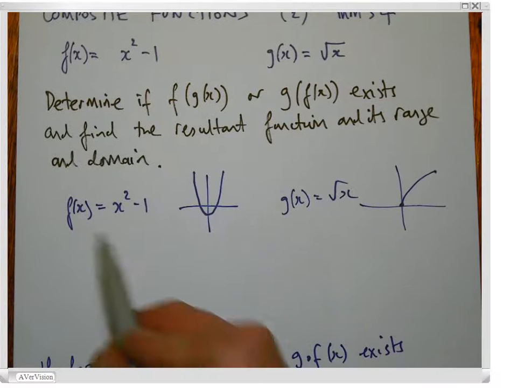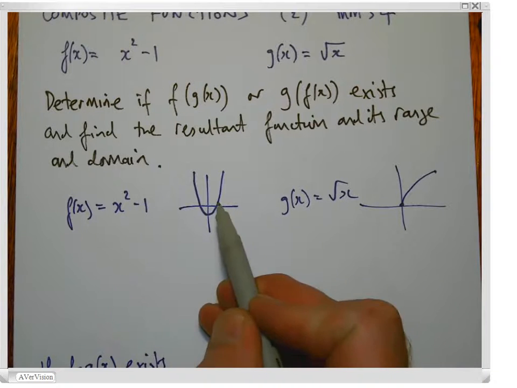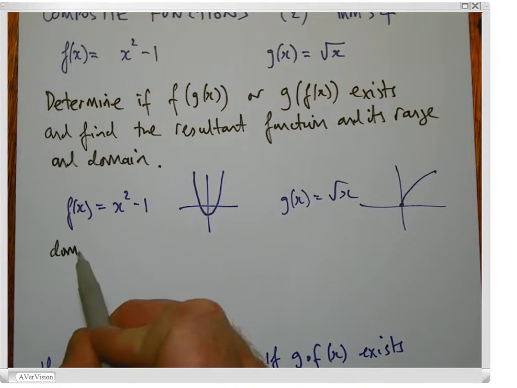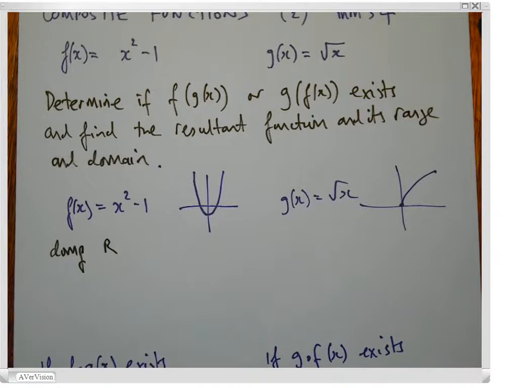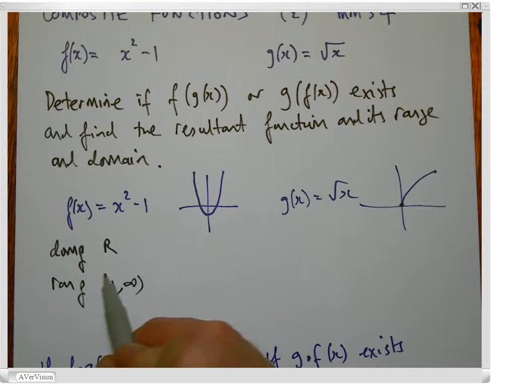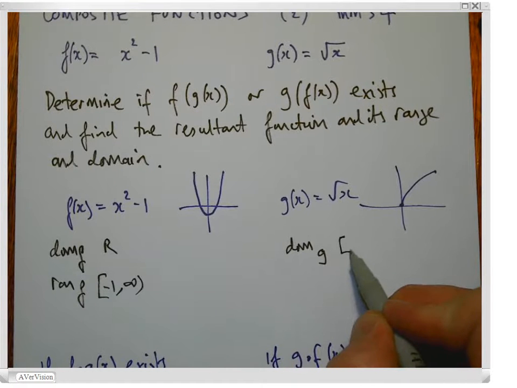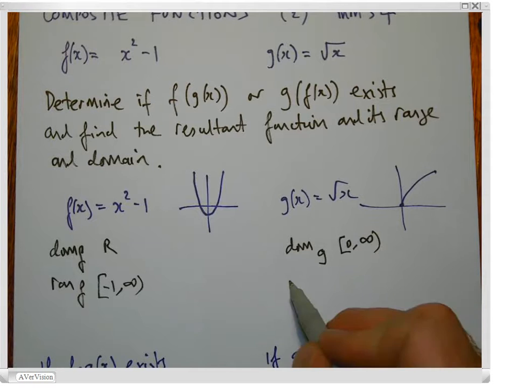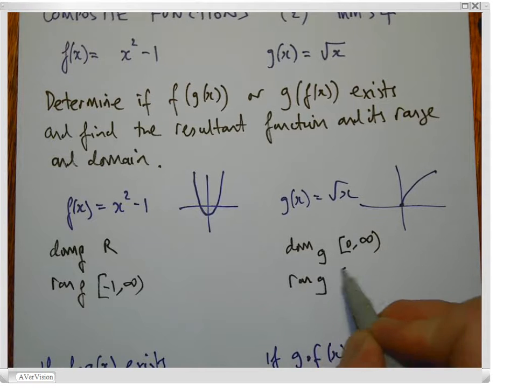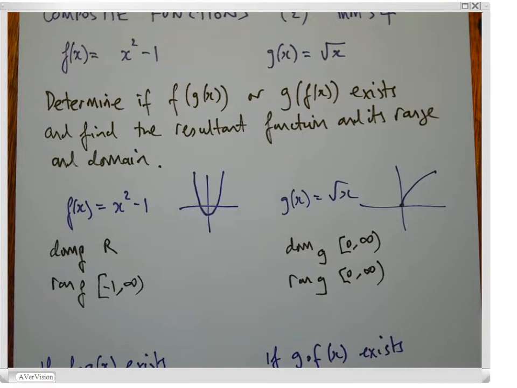So, f of x is x squared minus 1, and I've sketched it. The domain of f will be all real numbers. The range of f will be -1 to infinity, inclusive of -1. The domain of g will be 0 to infinity, and the range of g will also be 0 to infinity.